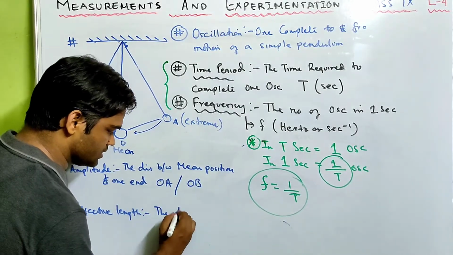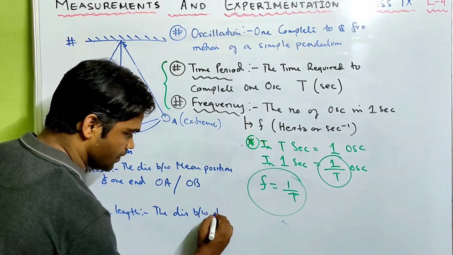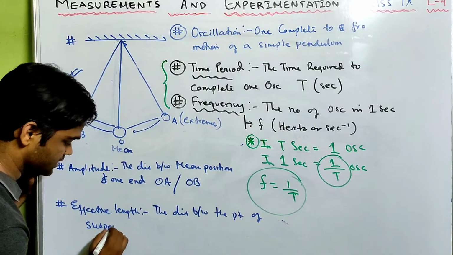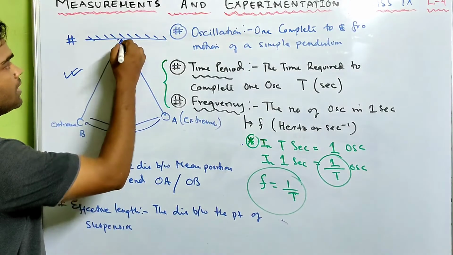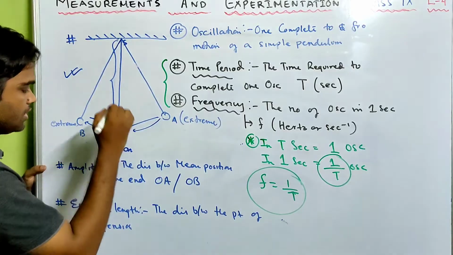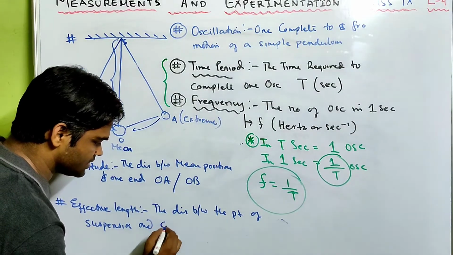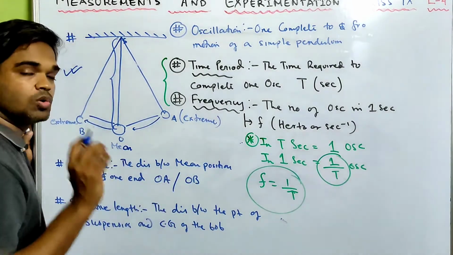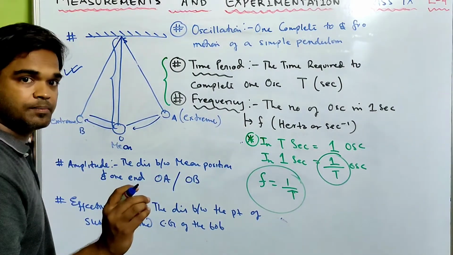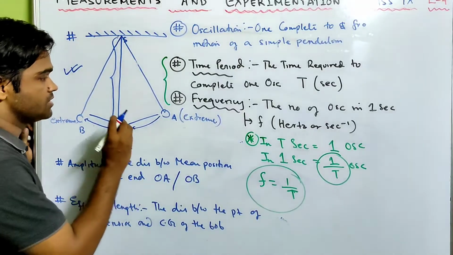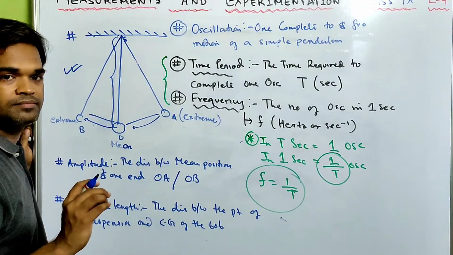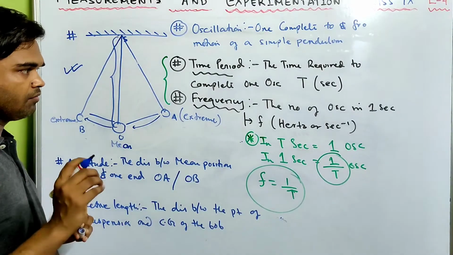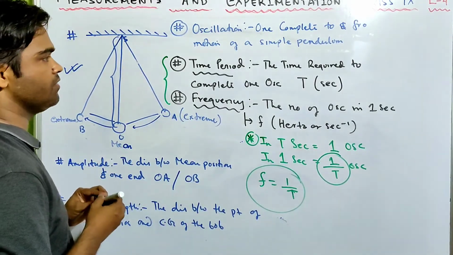The distance between the point of suspension, which in this case is S, if you look carefully, and the center of gravity of the bob, that distance is known as the effective length of a simple pendulum. Am I clear? Now let us look at one more thing, a small piece of information which I should give.